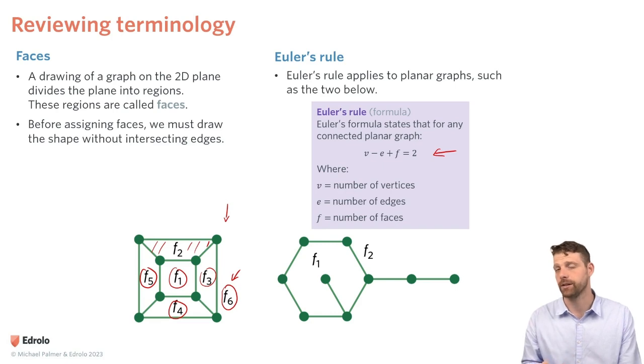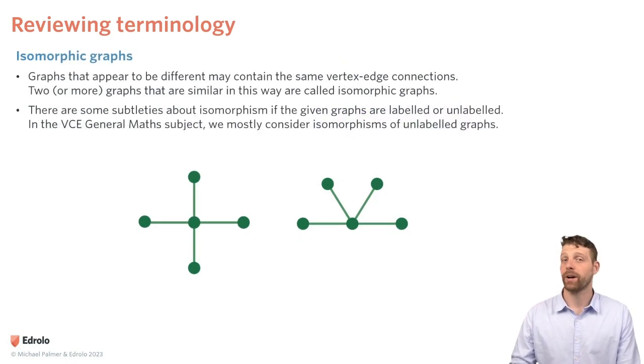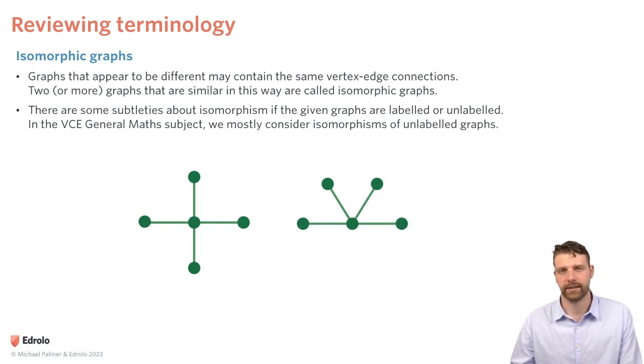If you don't get 2, then the graph's not planar. Finally, we're going to talk about isomorphic graphs. Graphs that appear to be different may contain the same vertex to edge connections. So they have to have the same structure. The same edges must connect the same vertices in the same way.